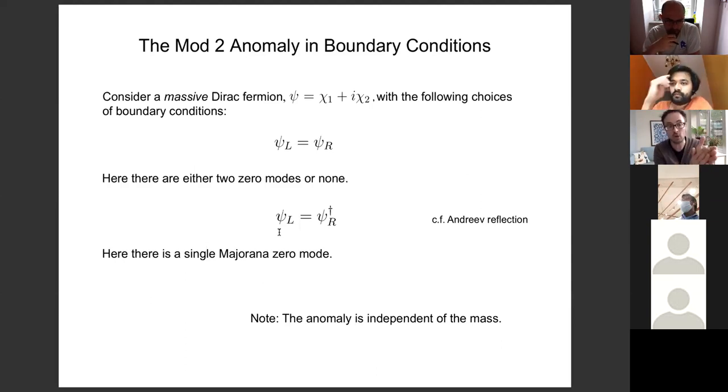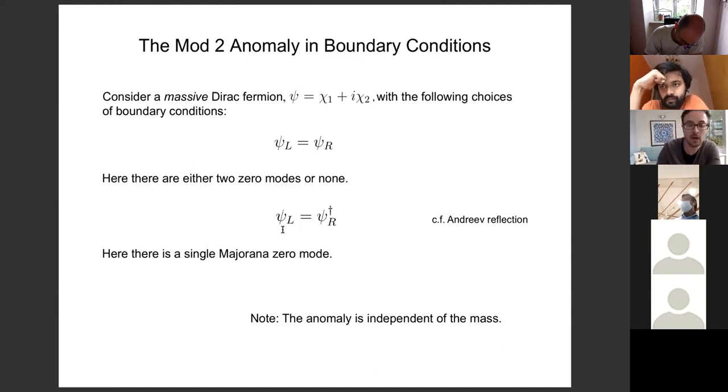Taken naively, it's anomalous, it's inconsistent, but you need something else to rectify that anomaly if you want to impose such boundary conditions.